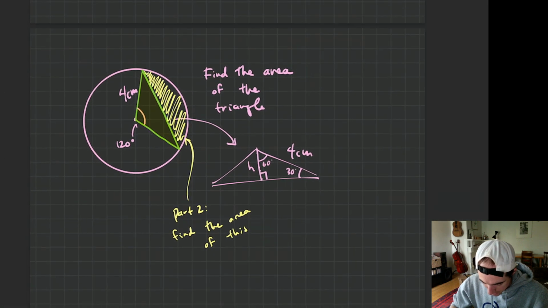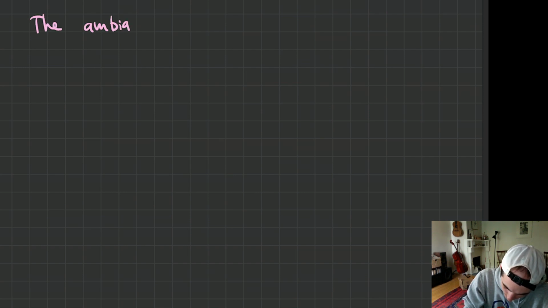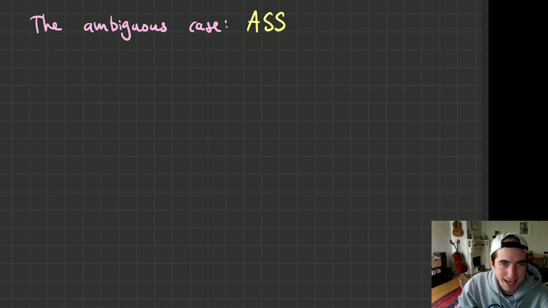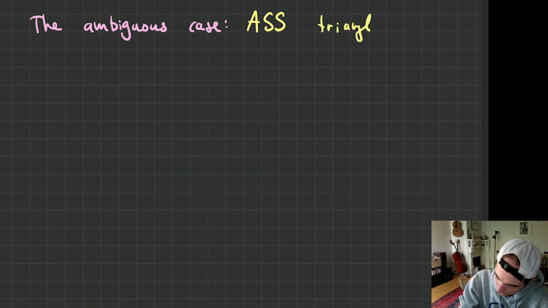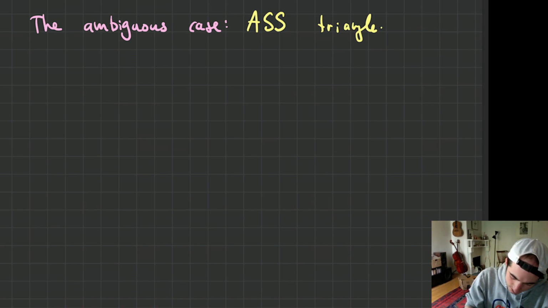Okay, so what we're going to talk about today is something called the ambiguous case. The ambiguous case. And this concerns the ASS triangle. So when you know the angle and 2 sides, but the angle looks something like this.